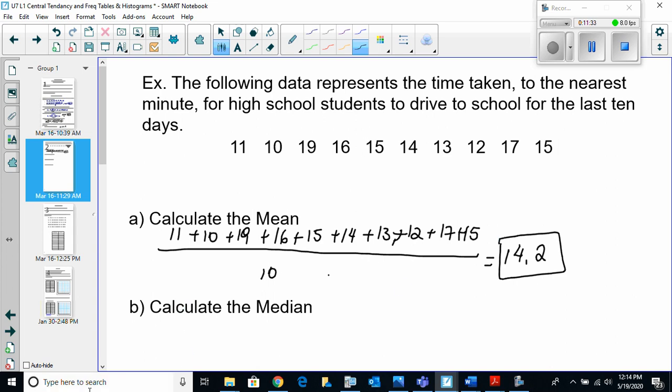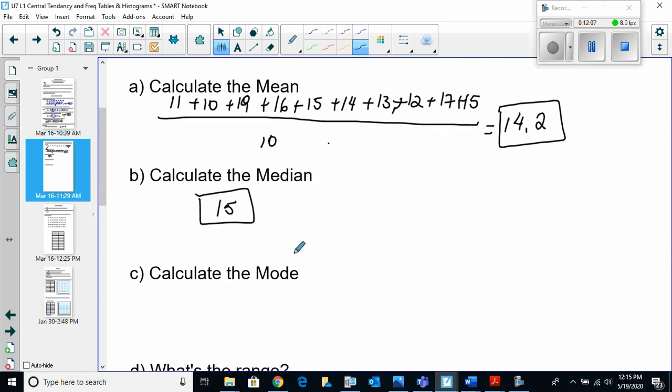Calculate the median. Keep in mind what the median is. Median is what appears the most. So we check the values: 11 is once, 10 is once, 19 is once, 16 is once, 15 is twice, 14 is once, 13 is once, and then we can say that the median is 15. And we have one median only here because we have only one number that is repeated. Calculate the mode.